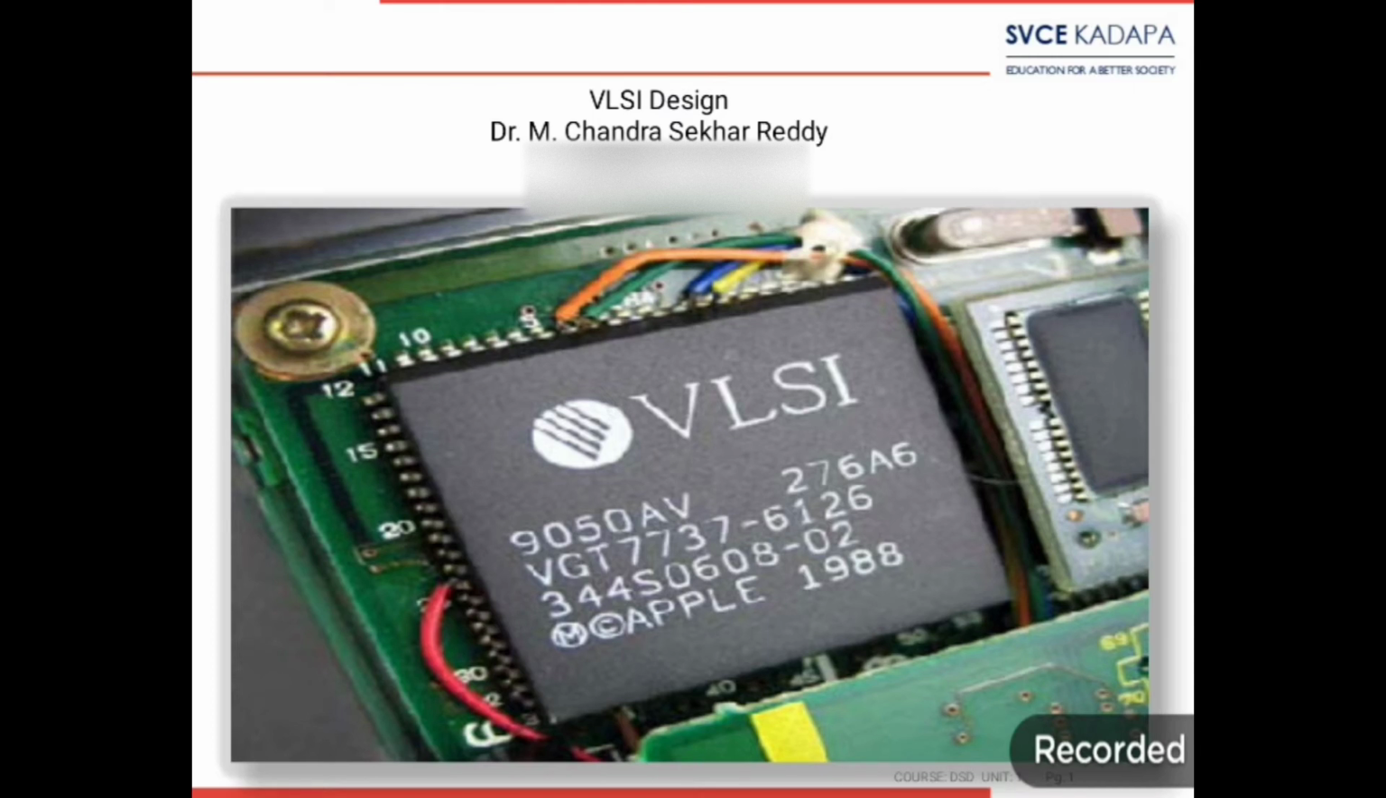What is the abbreviation of VLSI? VLSI is nothing but Very Large Scale Integration, used for the implementation of smart electronic ICs like microprocessors, ARM controllers and sensors. Everything is related to either AI and IoT design. So why should we study VLSI design? That is the first question.